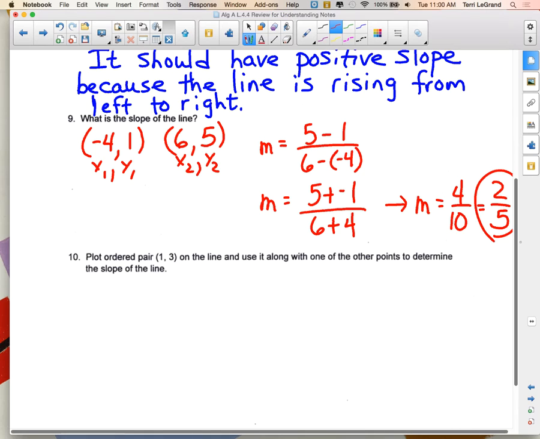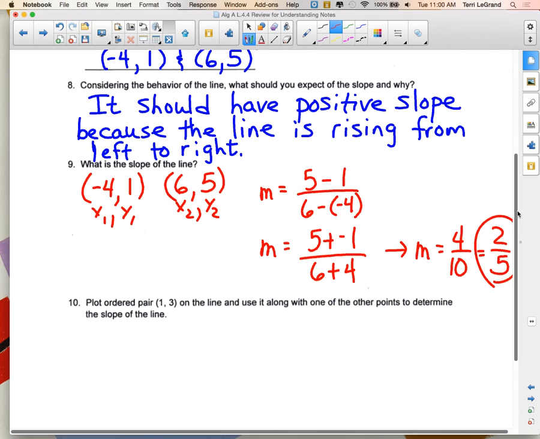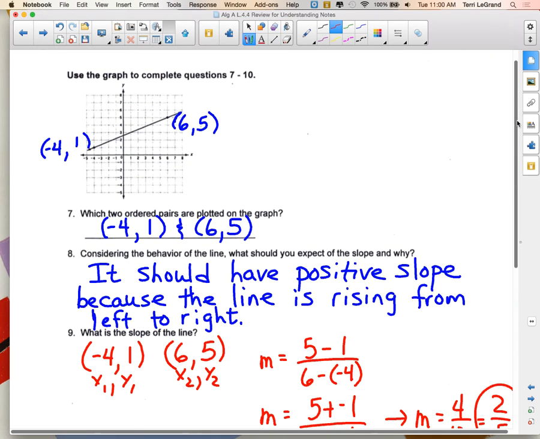Okay, well, you know what? Here's how we're going to verify it. We're going to do number 10. Plot the ordered pair 1, 3 on the graph. So let's go do that. Let's go plot ordered pair 1, 3. Hopefully it's on the line.